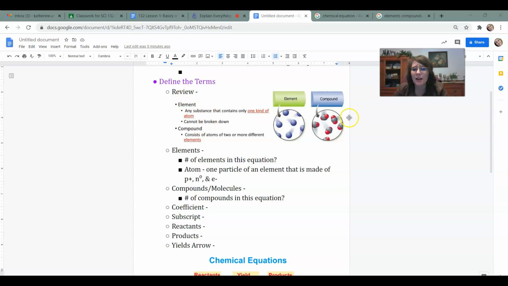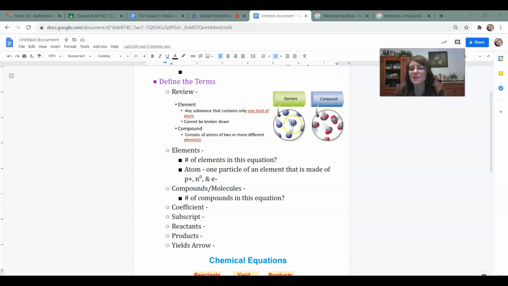So an element is any substance that has only one type of atom. So if we went to that periodic table that we looked at in the last video, anything neon, hydrogen, carbon, tungsten, any of those would be considered an element. And sometimes you can have more than one atom of an element that are bonded together.